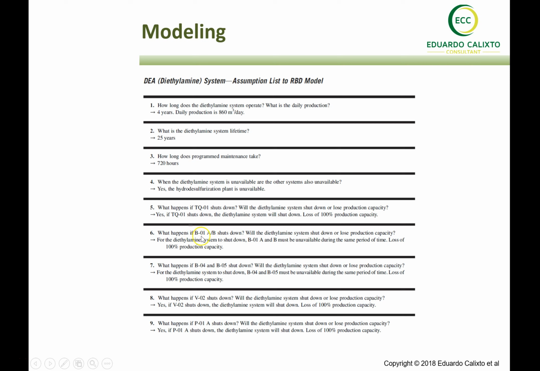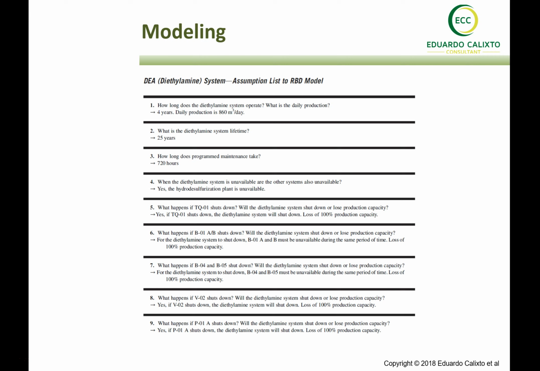And question 6 is about pumps 1A and 1B. Here I'm confirming that if I lose both pumps, I will have shut down the plant and lose 100% of my capacity. I go step by step, include all the equipment in this list and ask this question for each. And in the end, I have the answers to build my RBD.